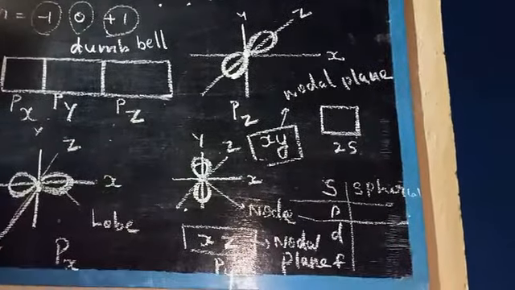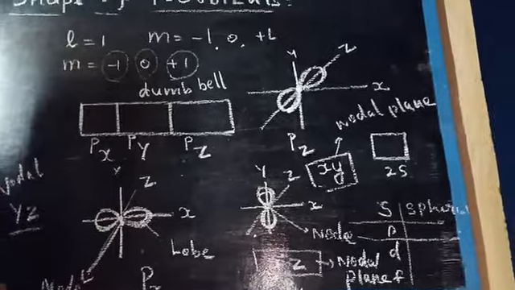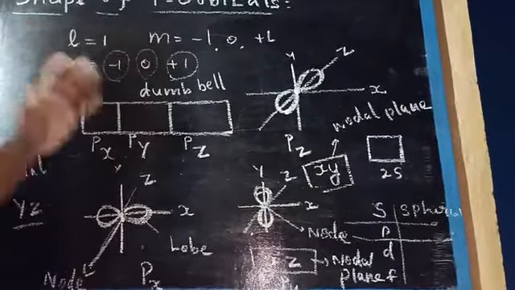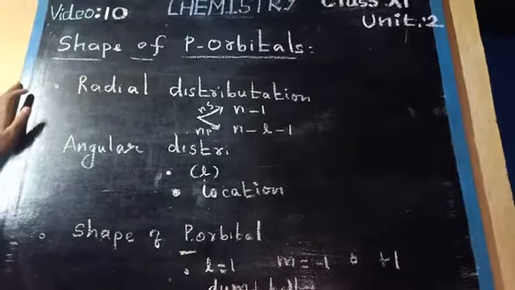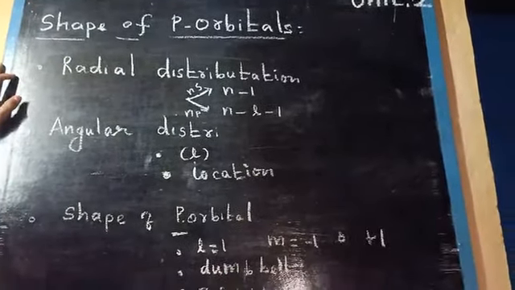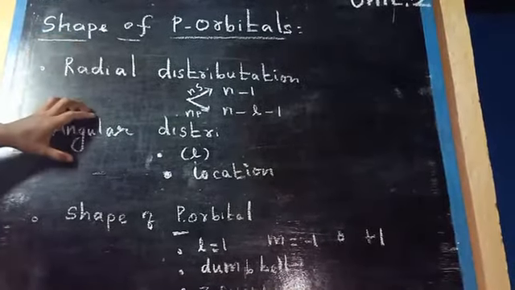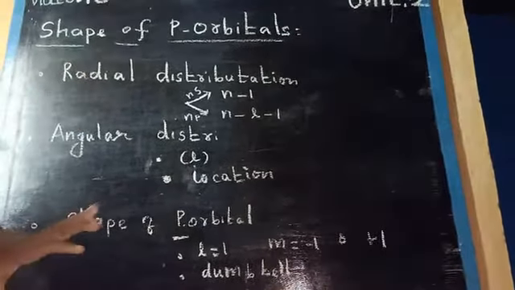Children, here the electron is present in a particular direction in the p orbital. But in the s orbital it is not; the electron is present anywhere within the sphere. This session covered radial distribution, angular distribution, and the shape of the p orbital. This is just a summary.